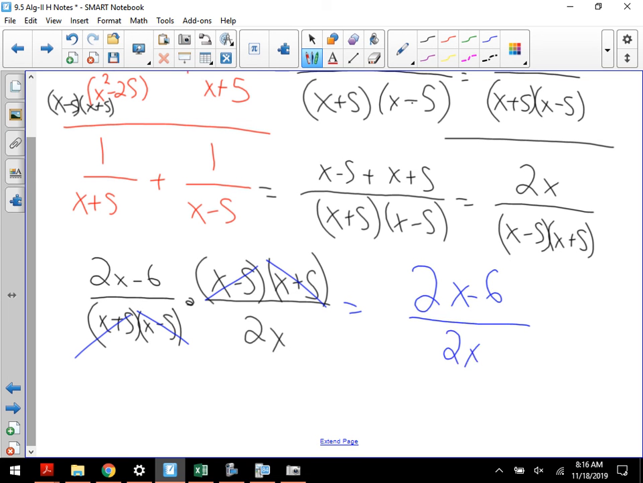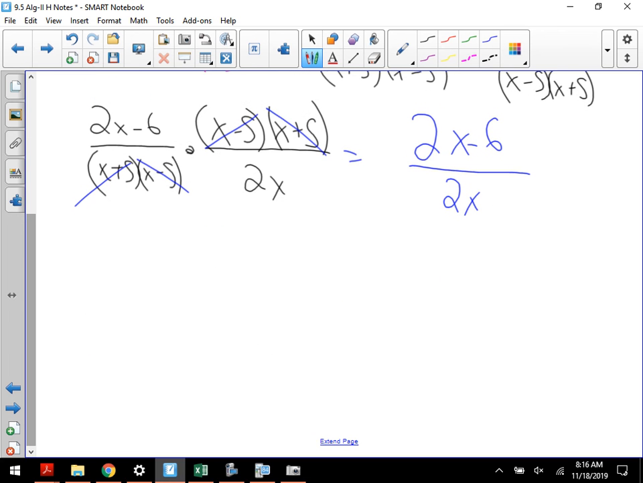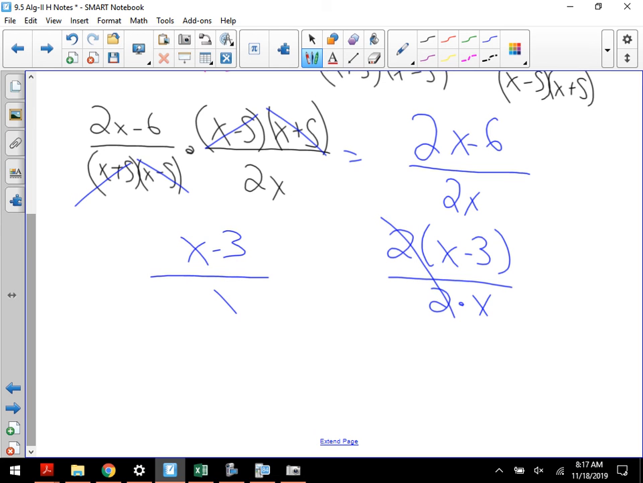And then go any further. What can I do? The 2's, not the 2x. I can't cross off the 2x because there's a subtraction symbol, but all the coefficients here are even. Everything's divisible by 2. So that's the same as 2. See how that's what that looks like, you can break 2x into 2 times x, and the 2s simplify out. Your final answer is x minus 3 over x.